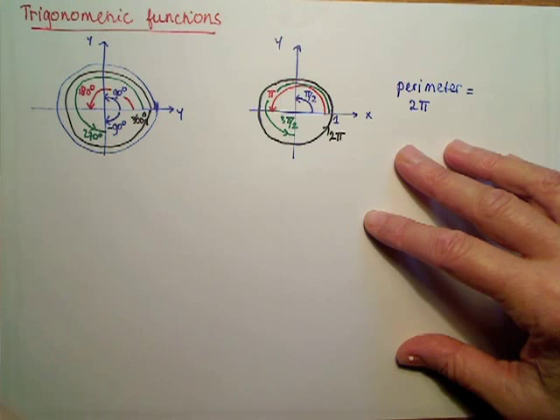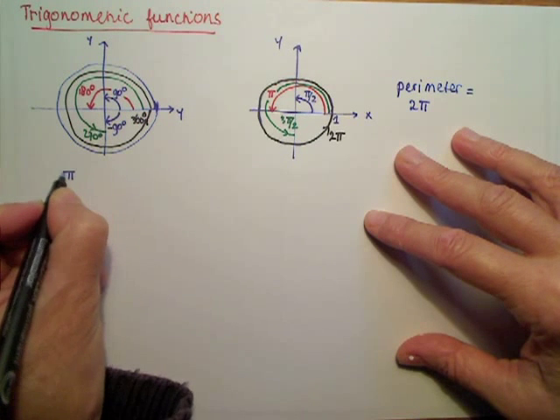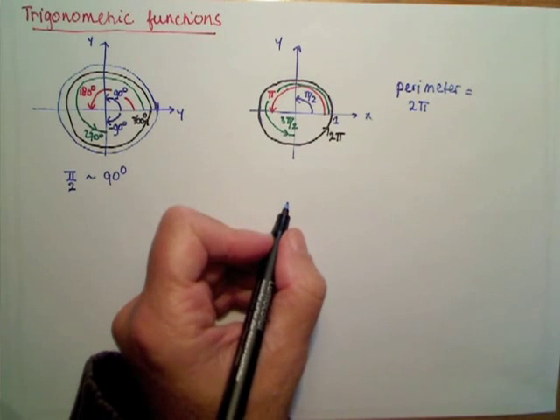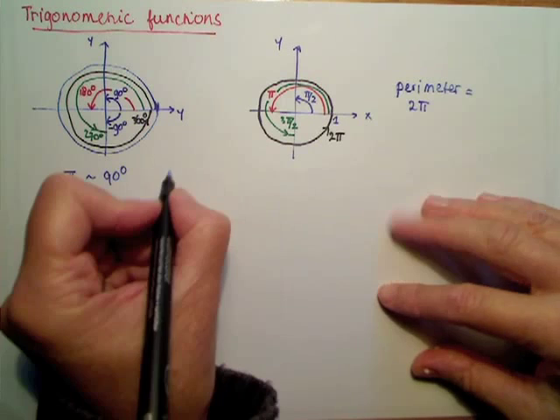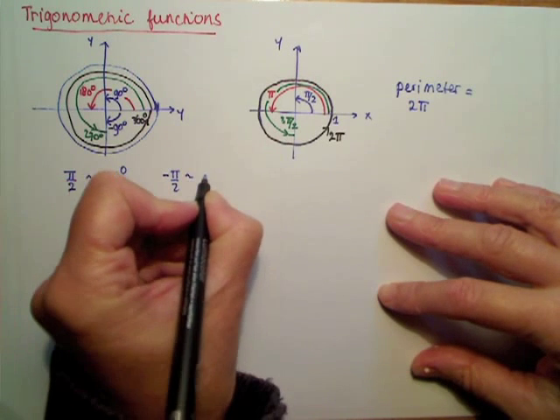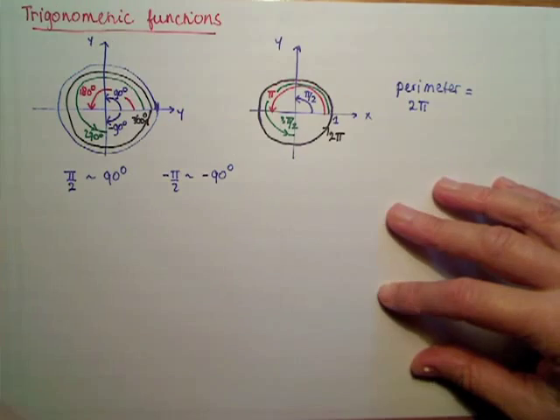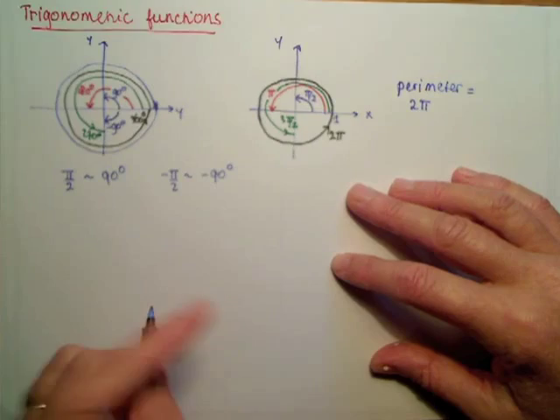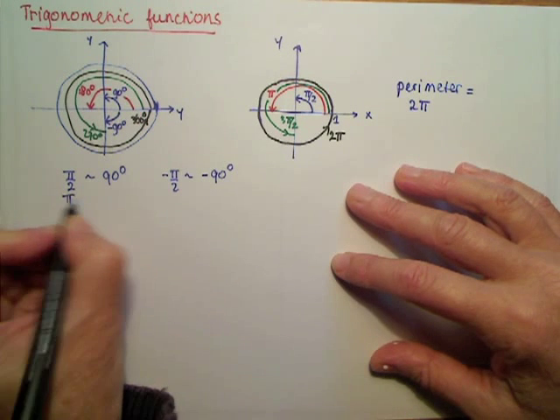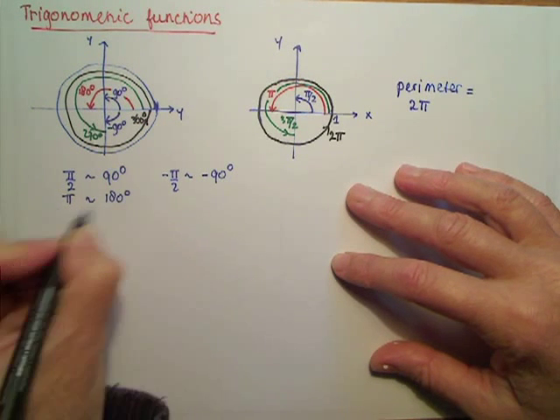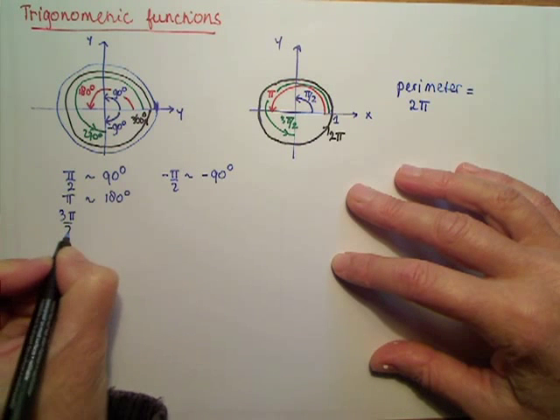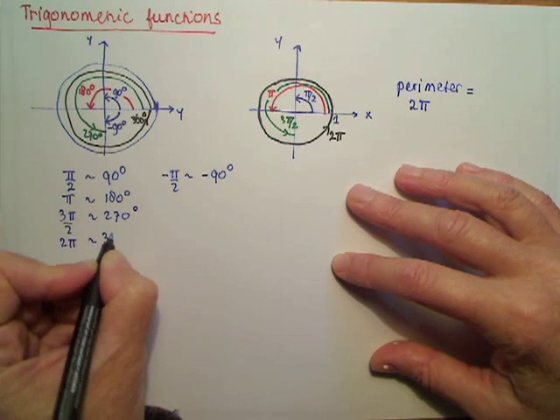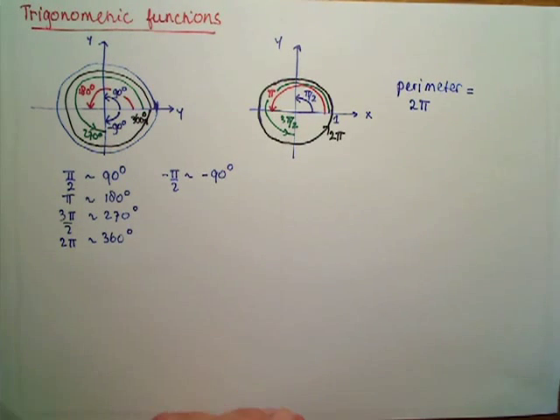Pi over 2 corresponds to an angle of 90 degrees. If we go with the clock, then minus pi over 2 is the angle minus 90 degrees. And so on. We can connect pi to 180 degrees, 3 pi over 2 is then 270 degrees, 2 pi is 360 degrees, 4 pi is 720 degrees, and so on.